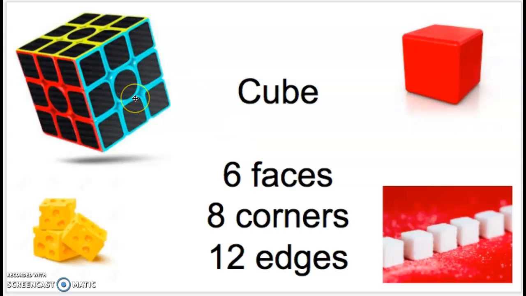That is the flat side, 8 corners, that is the points, and 12 edges, and that is where your faces come together to make an edge. Here are some real-world examples of a cube.